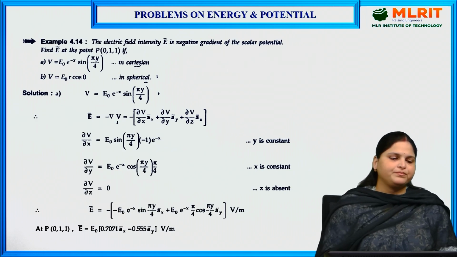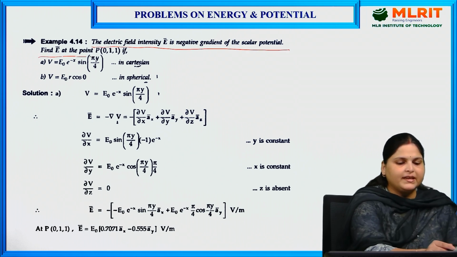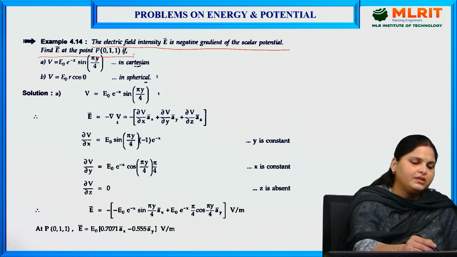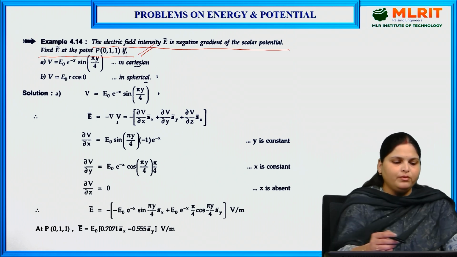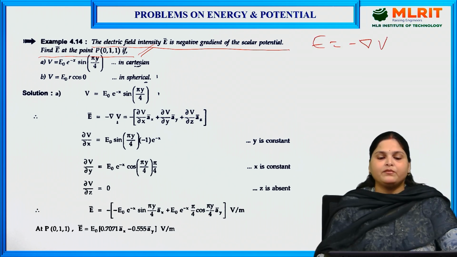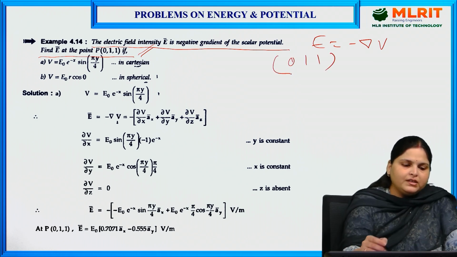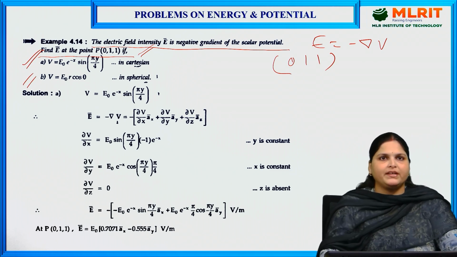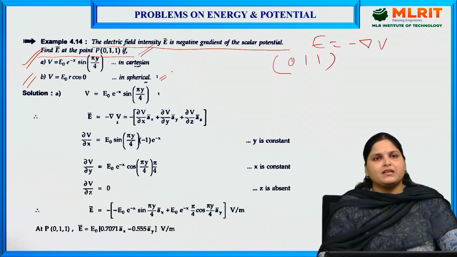Let's take the first problem. The question is, the electric field intensity E is the negative gradient of scalar potential. Here we have to find E at the point P equals (0, 1, 1). The formula which we are going to use is E equals negative gradient of scalar potential. We have to find E at the point (0, 1, 1) if two values of V are given. One value is given in the Cartesian coordinate system, that means x, y, z. Another value is given in the spherical coordinate system, that means r, theta, phi.